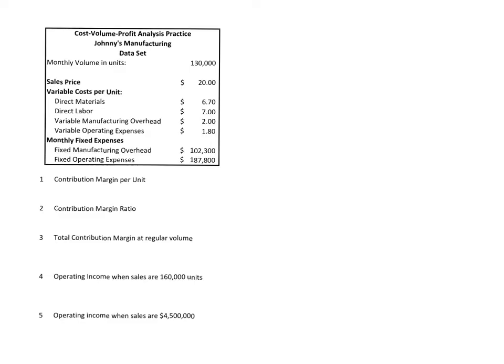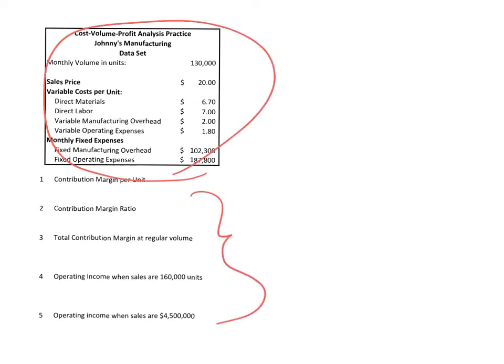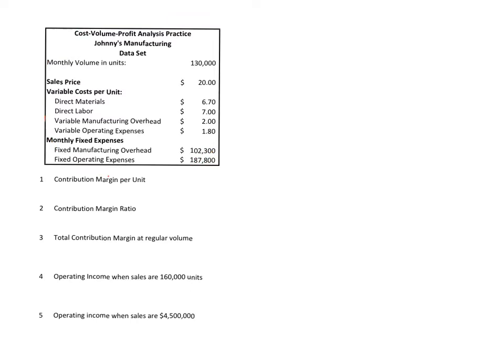In this exercise, we are going to take one data set and perform a series of CVP calculations. To get us ready for our calculations, there are a couple of totals that we need to figure out right off the bat. The first thing is total variable cost per unit, which we will add up together to get $17.50, and the other amount is total fixed expenses, which add up to $290,100. We're going to need these figures coming up in a minute here.